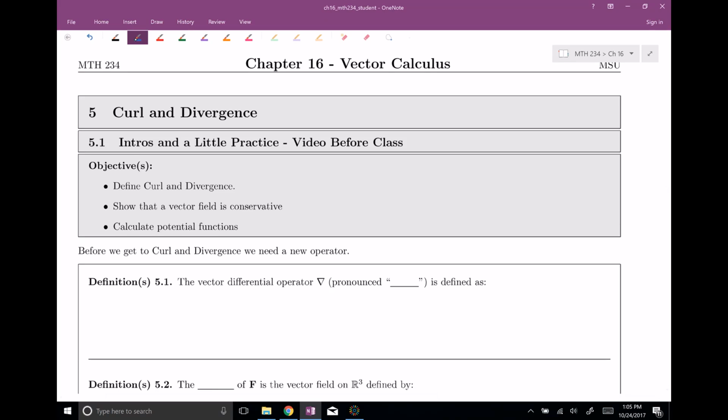Welcome everyone to section number 5. This is curl and divergence. So in this video, we're going to give you some definitions. We're going to be able to show, finally, that when you have vector fields that go from R3 to R3, what does it take for these things to be conservative? We'll tackle that here in this video. And then finally, we'll actually calculate out some potential functions. All right, so let's get to it.